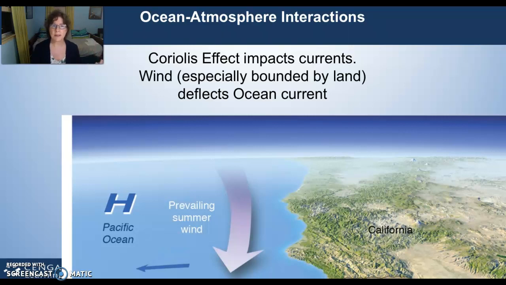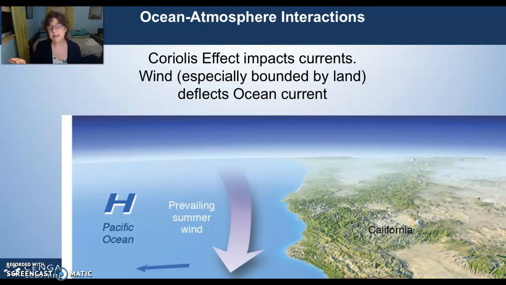Let's go back to the Coriolis effect first. The Coriolis effect impacts currents as well as it impacts air. And in the case of the California current, there is a current that comes down along the coast of California from the polar regions that is a cold current that is running from the north to the south. It's in the northern hemisphere, so you know that the Coriolis will deflect it to the right.